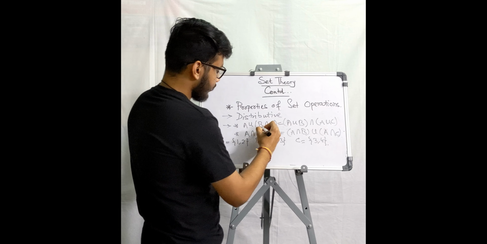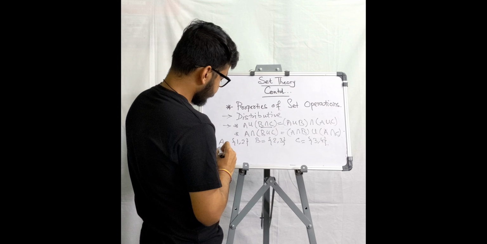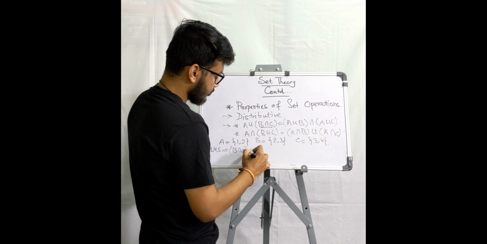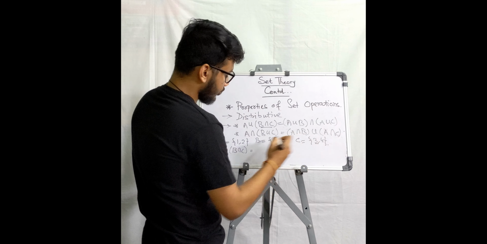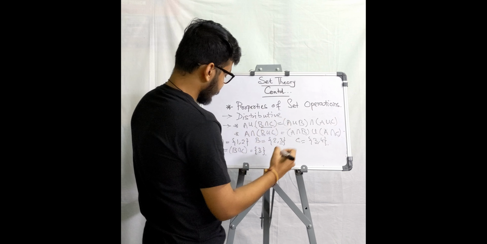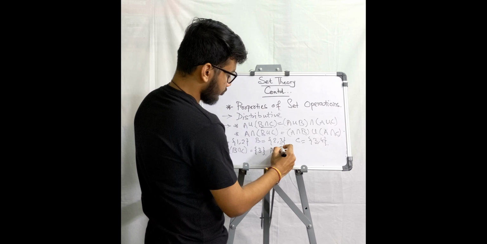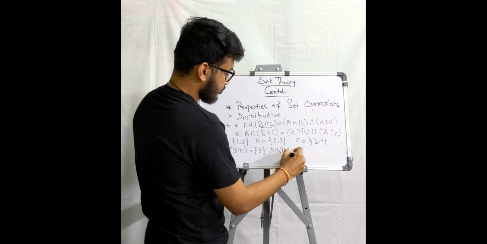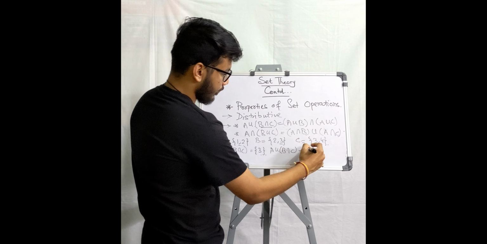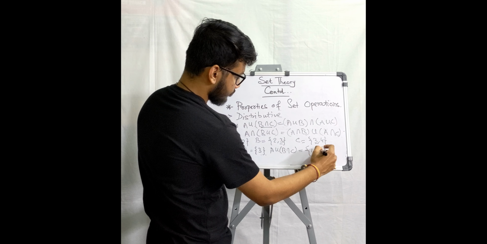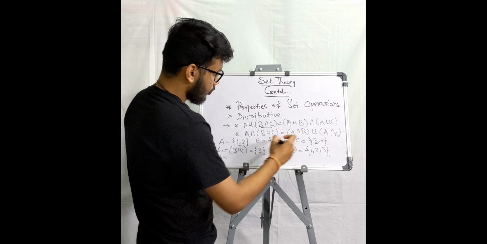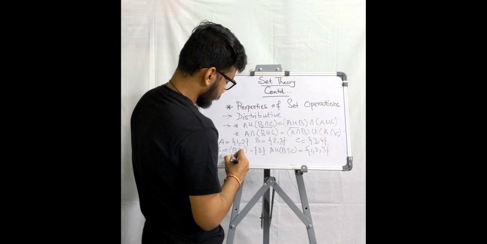Now if I first prove the left hand side, what is B intersection C? B intersection C is nothing but 3 and 3 common, so it will be 3. And what is A union B intersection C? A union B intersection C will be this 1, 2 and this 3. Now proving the right hand side, what is your A union B?